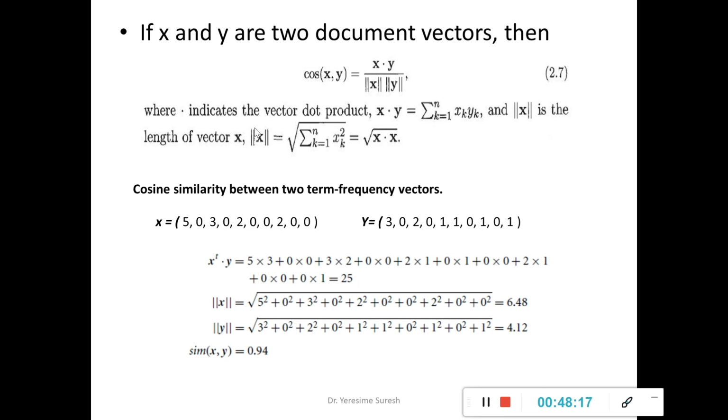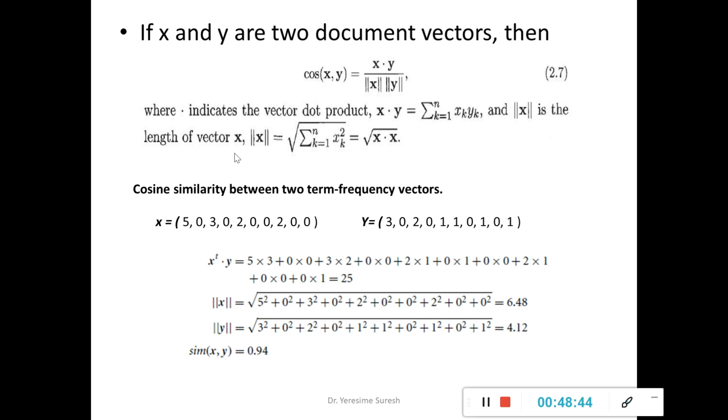How to find the length of the vector x and the length of the vector y? It is given as the square root of the sum of squares of the frequency terms. So 5 square plus 0 square plus 3 square. You need not find the square values of 0 because they have no importance. So 5 square plus 3 square plus 2 square plus 2 square. Take the square root of it, and you will get the length of vector x.